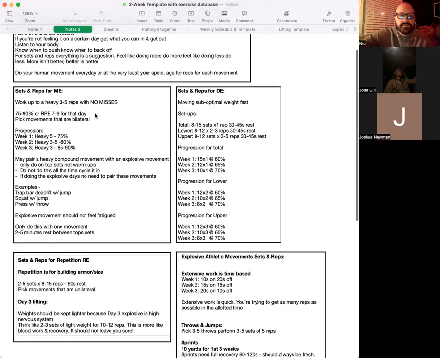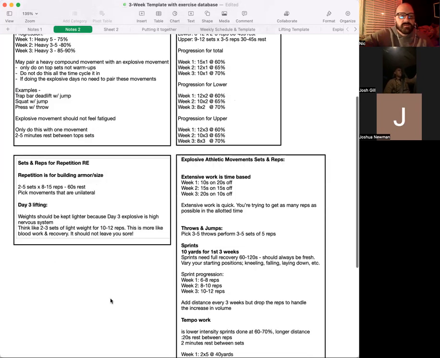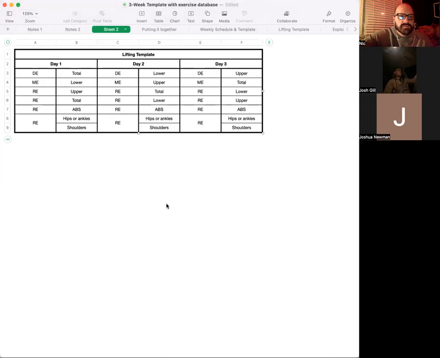And then the third is your repetition effort. So we have max effort, dynamic effort, and then repetition effort. Repetition effort is going to be your hypertrophy work. Traditional repetition effort is usually taken to failure, but it's 2 to 5 sets at 8 to 15 reps per set. Okay, let's talk athletics.